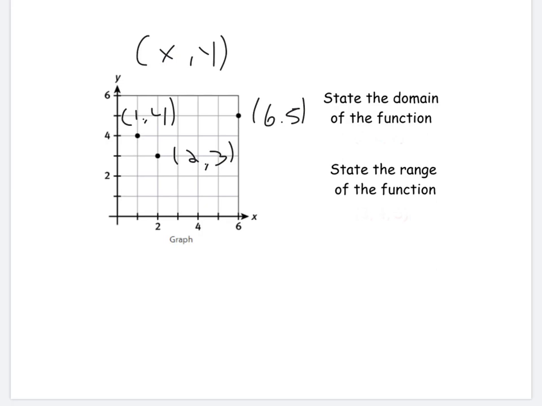The domain is the x or the inputs, so our domain is all of our x values, so 1, 2, and 6. Our range is our output or our y values, so that's 3, 4, and 5.